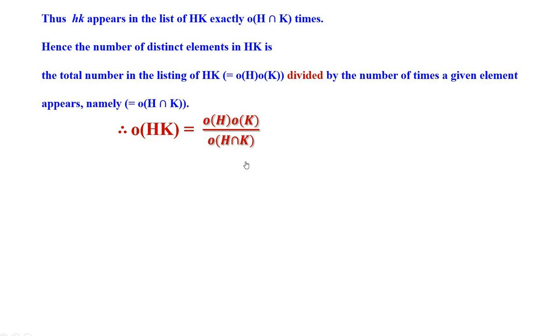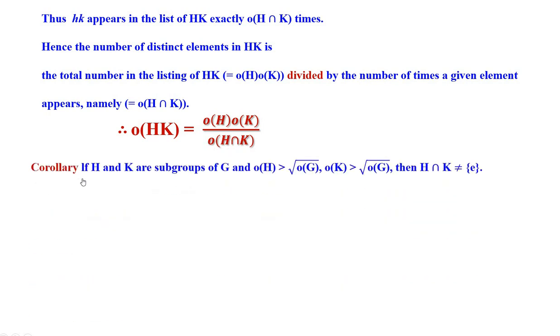So how many times it is repeated, that we know with the illustration, but in this, by associating, whenever there is a repetition, that element with an element in H intersection K, we are able to show that the repetition occurs order of H intersection K times. So how many times it is occurring, we have to divide that number. So we have to divide the product, order of H into order of K, by that number.